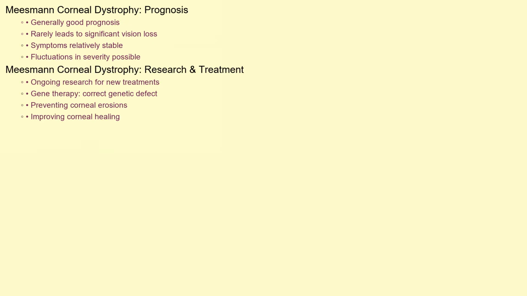The prognosis for individuals with Meesmann Corneal Dystrophy is generally good. While the condition can cause discomfort and visual disturbances, it rarely leads to significant vision loss. Symptoms tend to remain relatively stable over time, although they may fluctuate in severity.